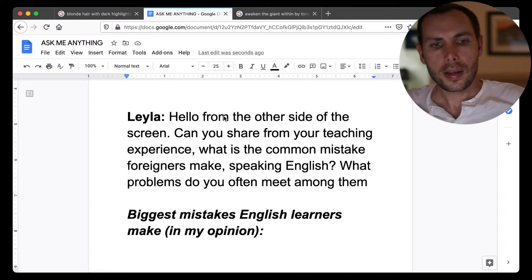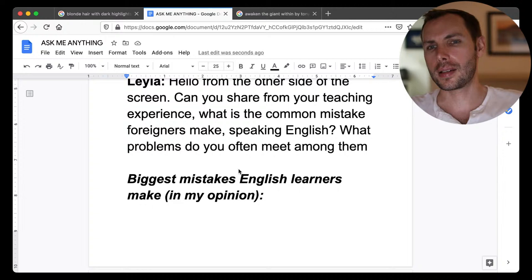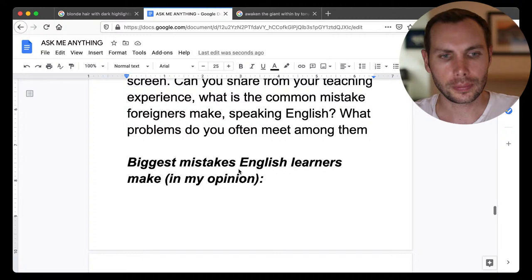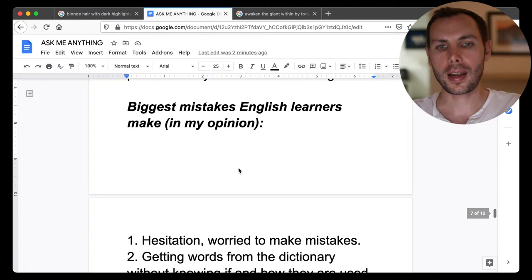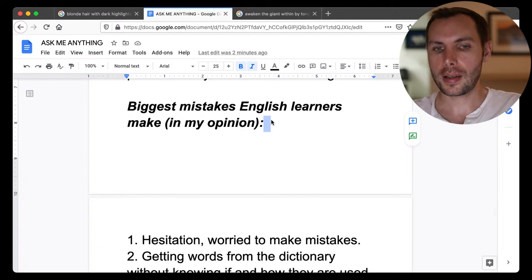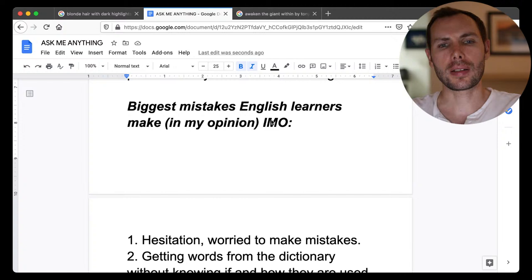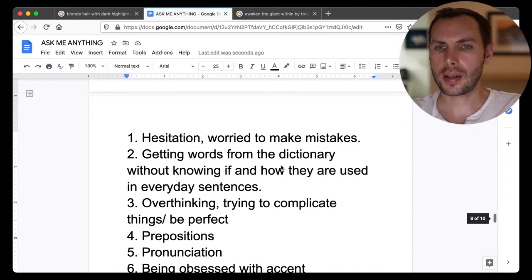So I made a little list here. I was thinking about what are the biggest mistakes that I see. We spoke about one earlier, right? With David, who had a problem with fear of making mistakes. So this is the list I came up with. The biggest mistakes English learners make, in my humble opinion, by the way, you see this quite often these days, IMO. You see this in text messages a lot. IMO, in my opinion. First one, and this is what we already spoke about earlier, hesitation.